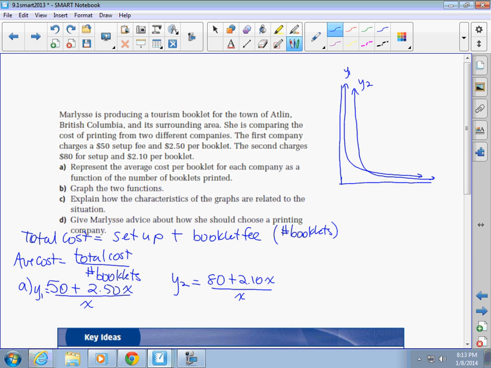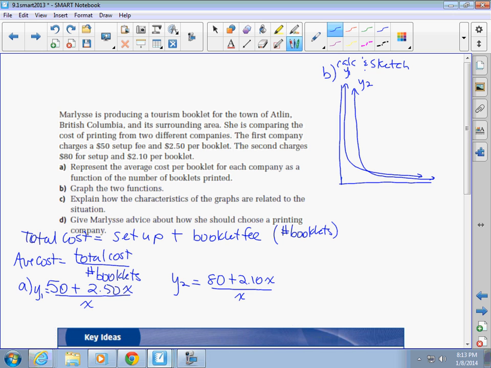Okay. So that's my B. This is what the graphs would look like, and the best way to do that is on your calculator and then just draw it. Okay, the C part says, explain how the characteristics of the graphs are related to the situation.